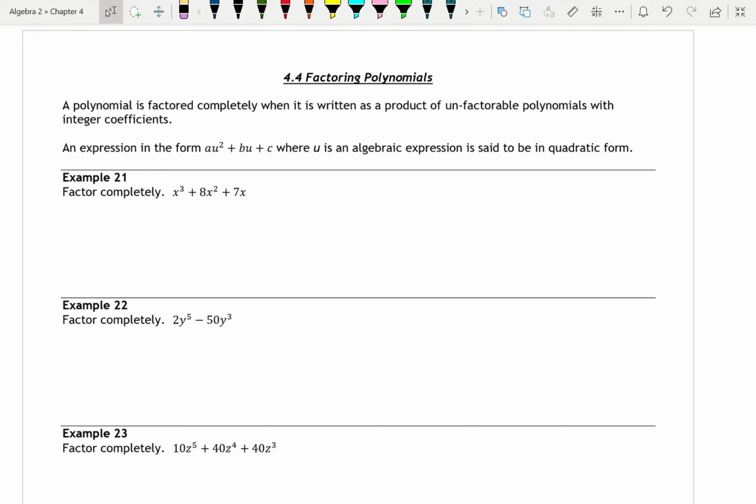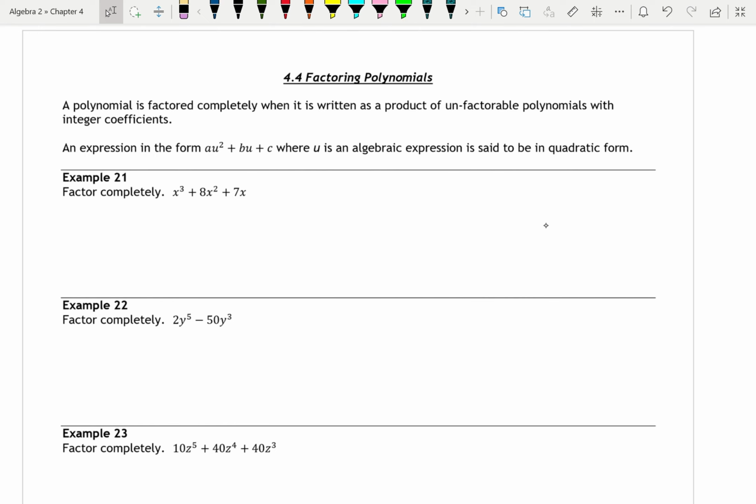All right, this is 4.4 factoring polynomials. So factoring means to kind of break apart. We've used the distributive property before, and that's kind of like the opposite of factoring. So distributing puts things together or multiplies things together. Factoring kind of divides things apart, or it breaks things apart.